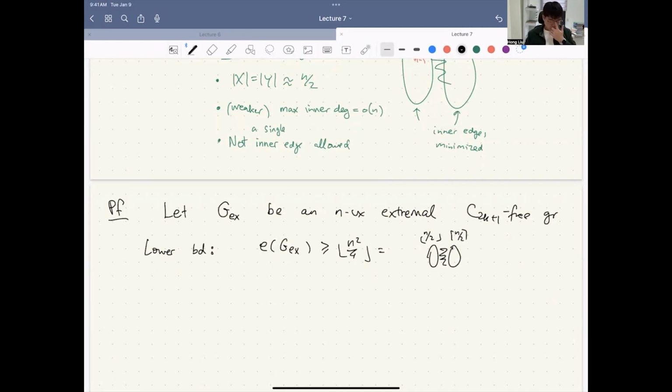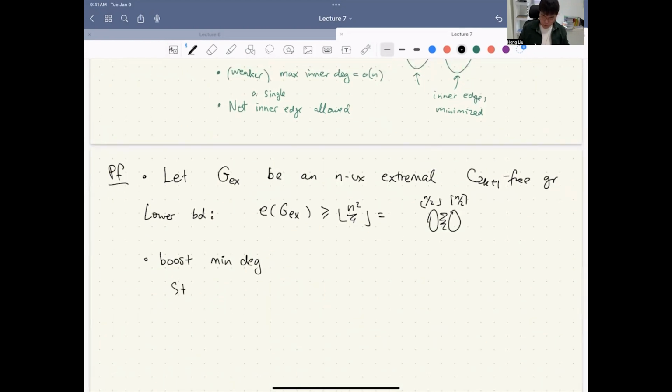First, we're going to do our usual trick to add an additional minimum degree assumption. So how do we do that? As we've seen before, we keep removing low degree vertices to boost it. So the first step is to boost the minimum degree. So how do we do that? We start with, let's let G_n be our starting point, the extremal n-vertex graph.